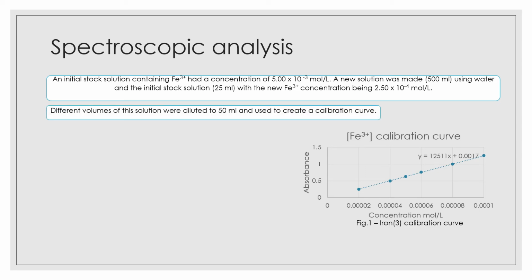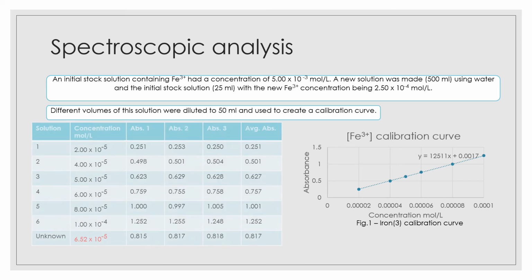Different volumes of this solution were diluted up to 50 milliliters and used to create a calibration curve. So here are all the concentrations of our new solutions, and at the bottom is the determined concentration of the unknown. All of these had 3 different absorbances, and the average absorbance was taken. This relates back to a few slides ago where we talked about the Beer-Lambert law. So this absorbance here is related to the molar extinction coefficient, the path length, and the concentration.